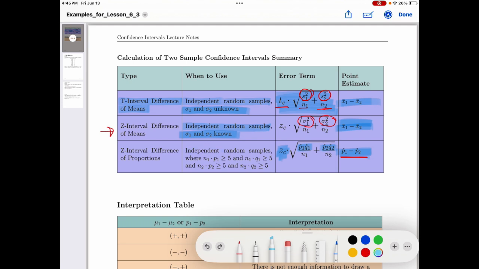Now, in order to use these intervals, just as all the other ones, the samples need to be independent and random. But to make sure the sample size is big enough, we need to take n times p and n times q for each sample and make sure that in all cases it's greater than or equal to 5 to make sure that our sample size is big enough.